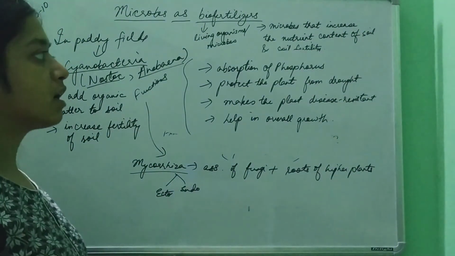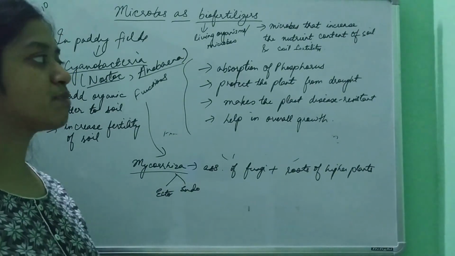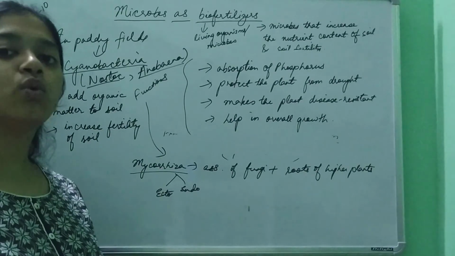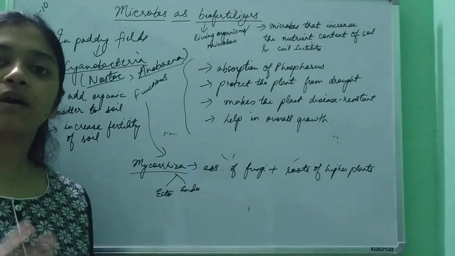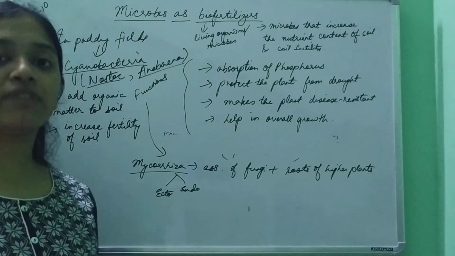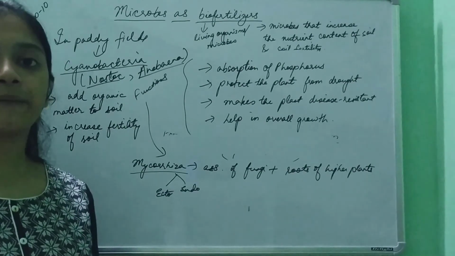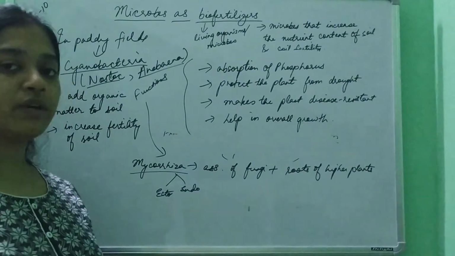With this we come to the end of the chapter 10 in zoology, which is microbes in human welfare. In the whole chapter you just have to know about the different microbes and how the different microbes are used in different fields like household, industrial, sewage, biofertilizer and all. Okay, just go through it and study.